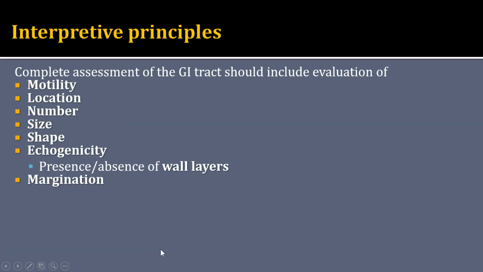We can apply similar interpretive principles as you have learned in radiography and the upper GI series using the Röntgen or radiographic signs. With ultrasound, remember that we can look at motility, but then we'll use all the others of location, number, size, shape, echogenicity in place of our opacity. And then I specifically want you to really look for the presence and absence of the intestinal wall layers, and you can also look at margination.